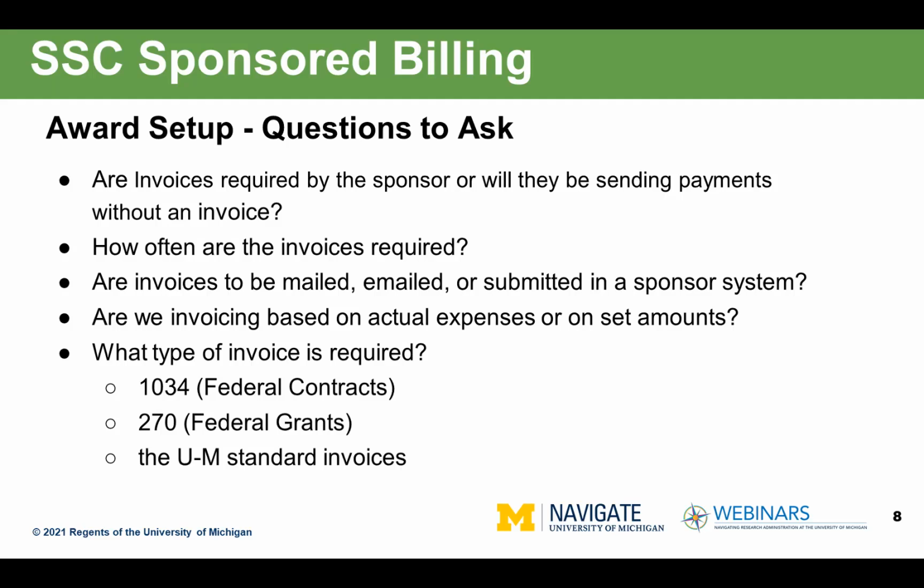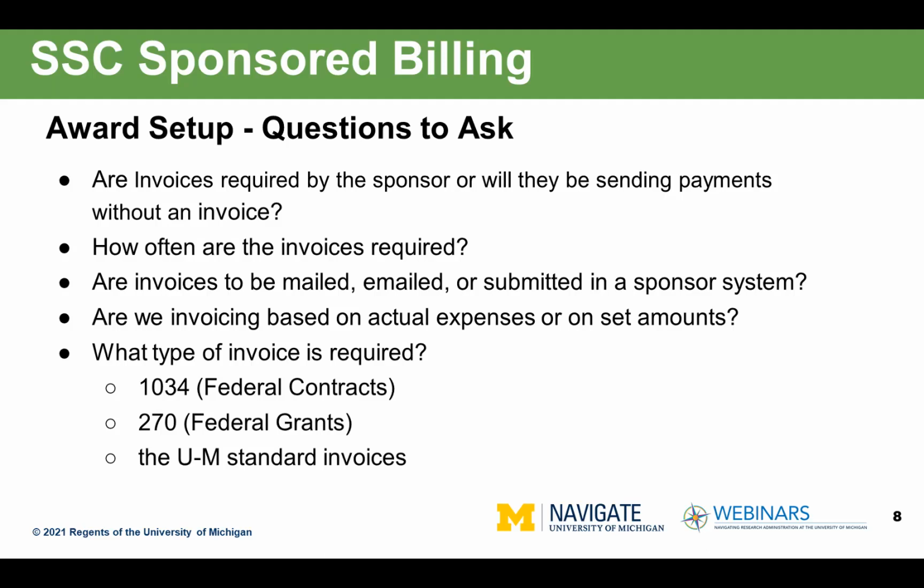So the first one is, do we need invoices? Some projects we have where the sponsor is going to pay us a set amount each year, each quarter, something like that, and we don't actually require invoices for those projects. Other projects, we do require invoices. The next question we ask is, how often are the invoices required? This can be monthly, quarterly, semi-annually, annually, or at specified dates set within the notice of award. The university prefers to send out invoices monthly whenever possible, but obviously not every award allows us to invoice monthly.